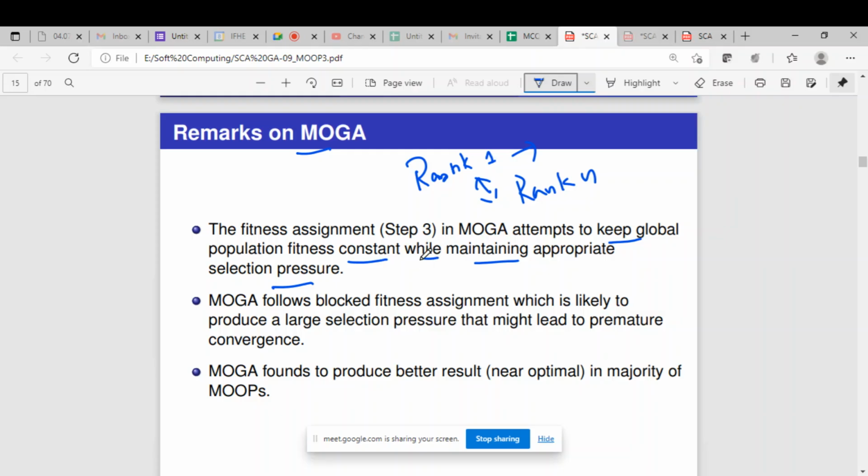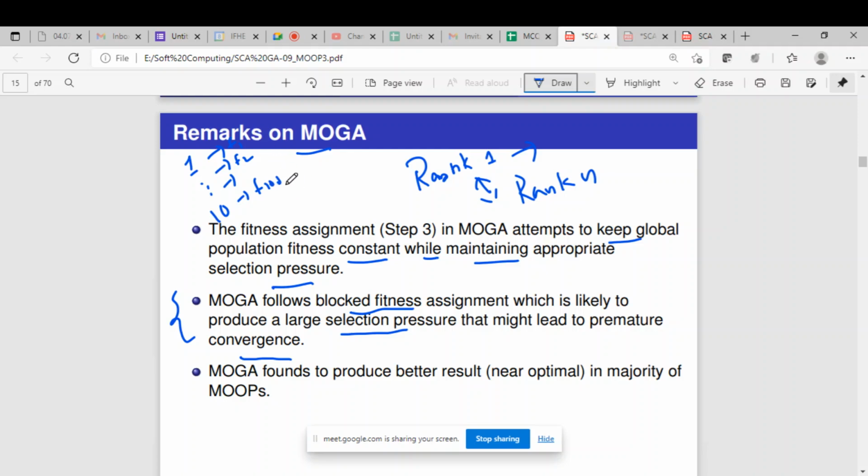That is, it increases selection pressure at every round. MOGA follows blocked fitness assignment, which is likely to produce a large selection pressure that might lead to premature convergence. This is considered one of the drawbacks. Before applying MOGA, say you have 100 individuals, 1 to 100, all the 100 individuals will have different fitness scores, everybody with their own fitness score.